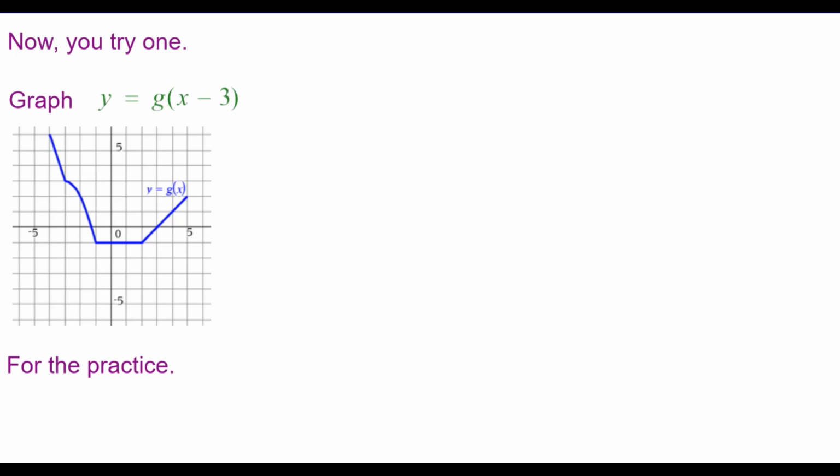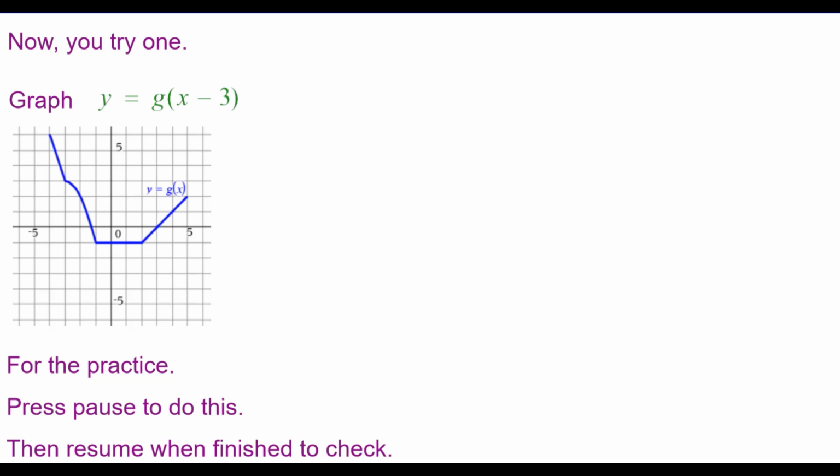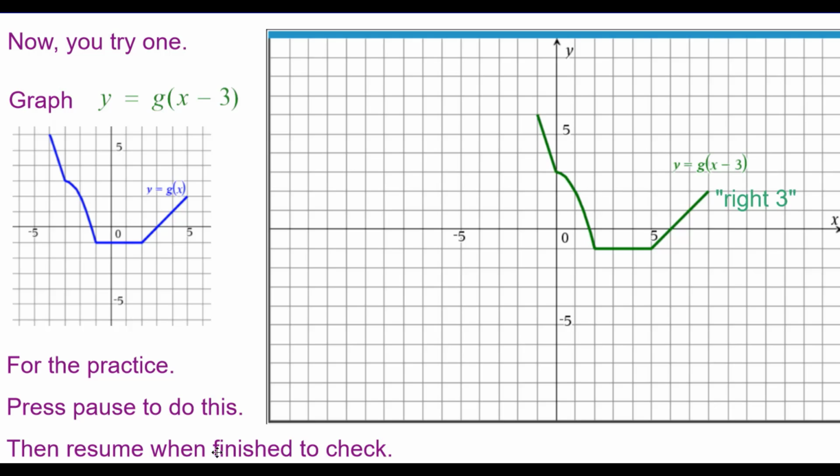Now you try one. Given this same graph y equals g of x in blue, graph y equals g of the quantity x minus 3 for the practice. Press pause to do this and then resume when you're finished to check your answer. And here is the answer. It's this blue function shifted to the right, each point 5 units.